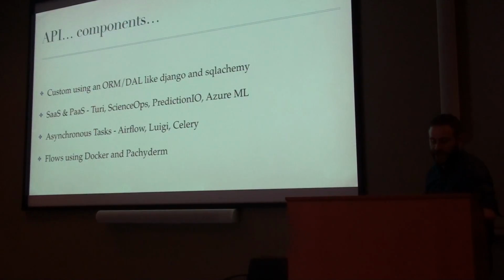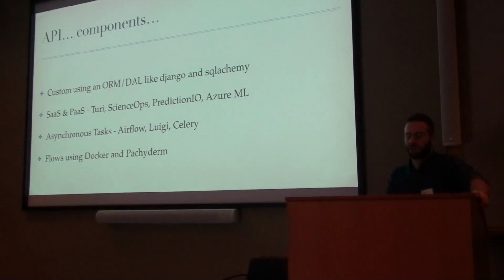Then there's asynchronous tasks, particularly once you're training and retraining and doing large computation on the fly, or anything that actually needs to be pre-computed. You might need some sort of flow management, whether it's Airflow, Luigi, or Celery. There are plenty of others. And finally, using custom flows with Docker or Pachyderm to choose which models you're deploying and how. You might be able to use a lot of the Docker API to do that. But that's really it.